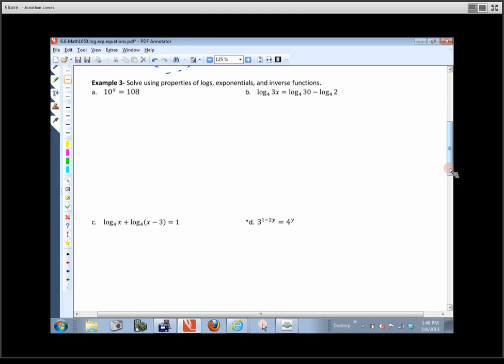So I want to know what x is. 10 to what power equals 108. Now, if I want to undo exponential base 10, what do I do? Take the common log. Okay, logs will undo exponentials. So I'm going to do the common log of this side. It will equal the common log of this side. What do these do to each other? Cancel each other out. Remember, when it's not written, it's base 10. So this is the answer. That is the exact answer.